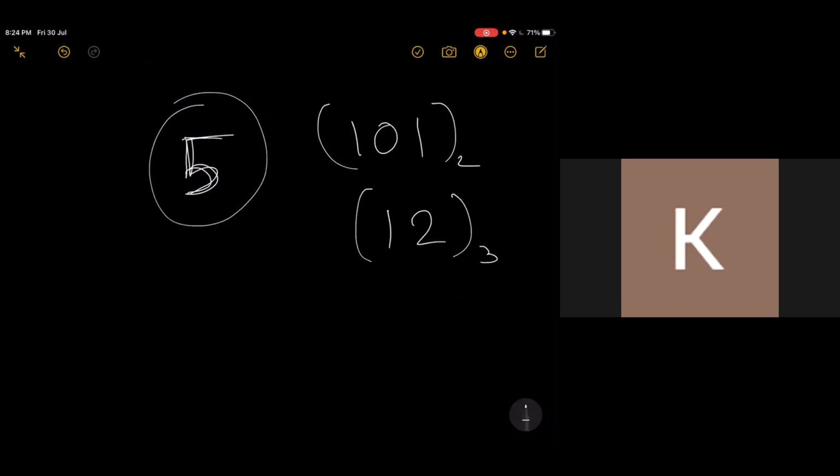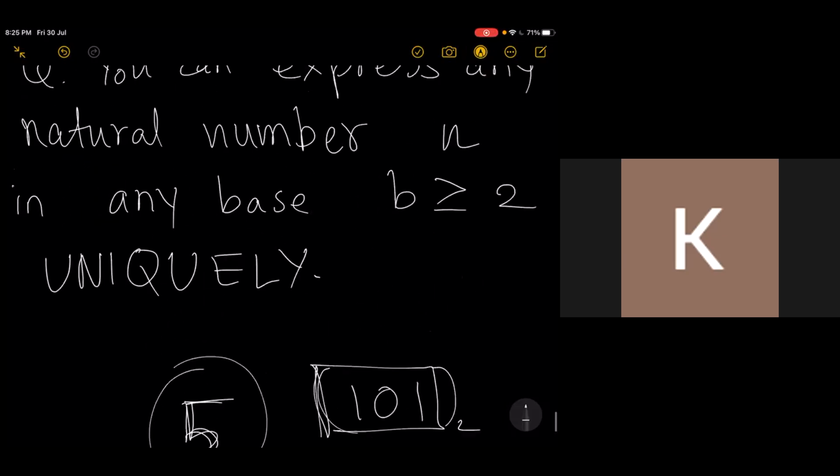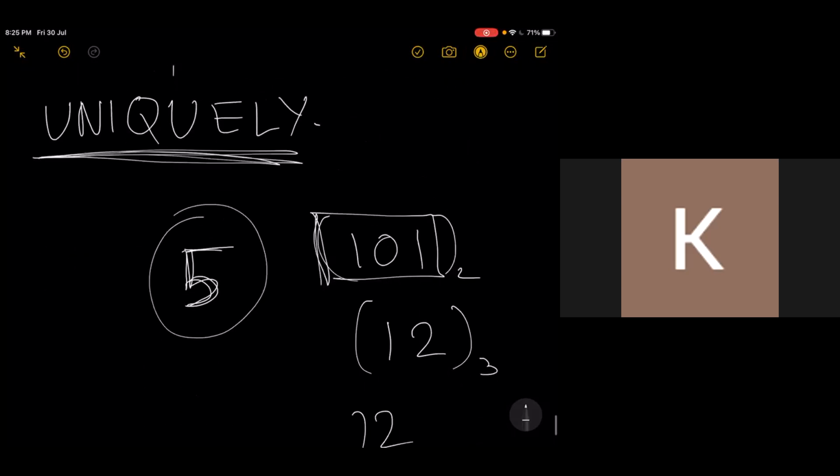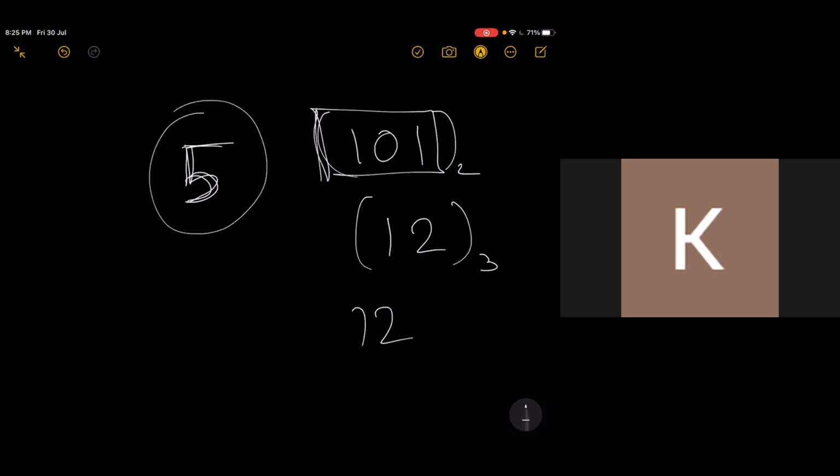So, what is the claim? How can 5 be written in base 3 only using 12? You cannot write it as any other thing, right? Or in base 2 only 101. There is a unique representation. That's why the word uniquely. In any base, if you write 5, it will only have one representation. You cannot write it in 2 ways or 6 ways or anything like that.